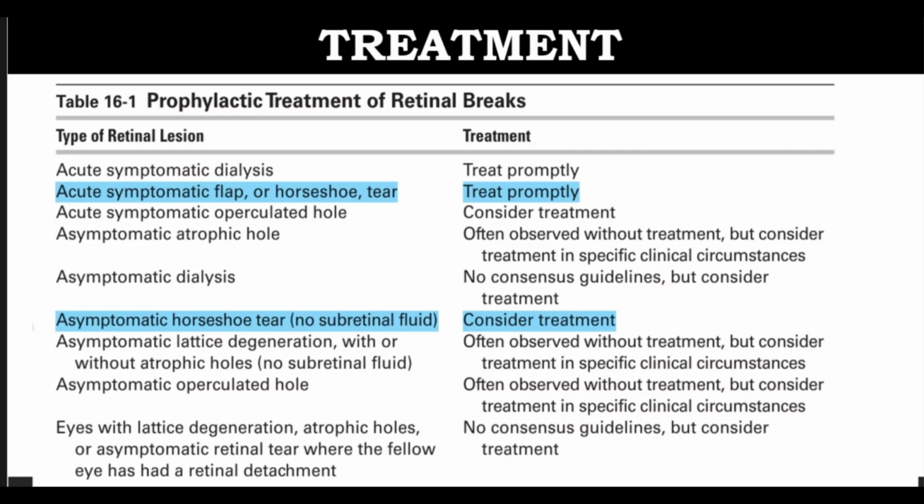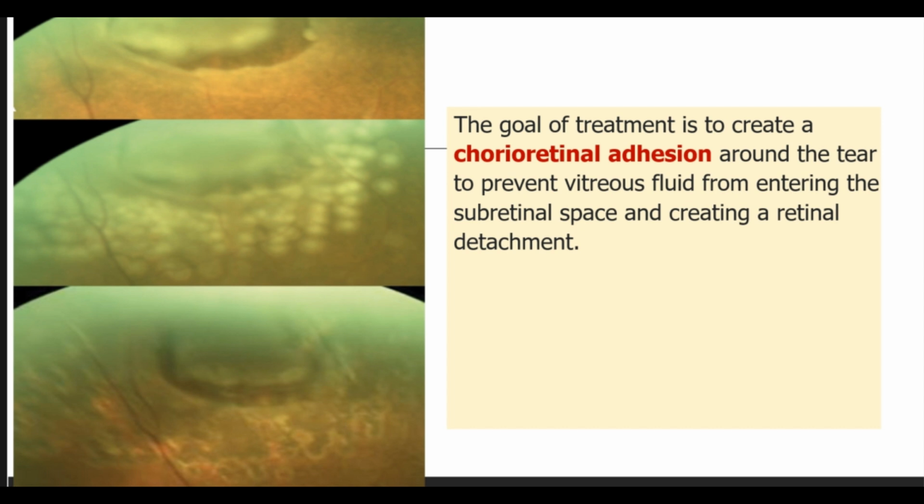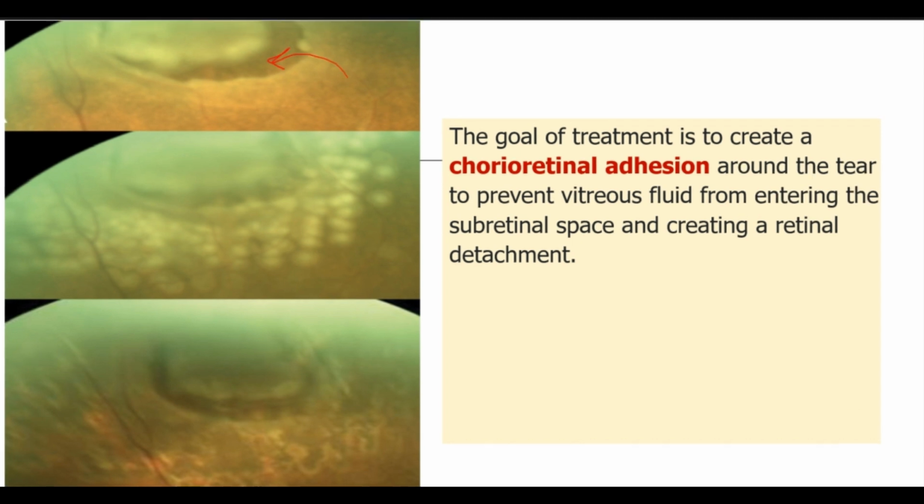Now, what about treatment of these horseshoe shaped tears? Okay, so whenever you see a horseshoe shaped tear and the patient is complaining of acute symptoms of photopsias or floaters, then you have to treat them promptly. Okay, however, if the patient is asymptomatic and has a horseshoe shaped tear that is found on examination, then you can consider treatment based on the other risk factors that we discussed before, right? And we already know the goal of treatment here is to create chorioretinal adhesions around the tear, and this will basically prevent the vitreous fluid from entering the subretinal space and creating a retinal detachment.